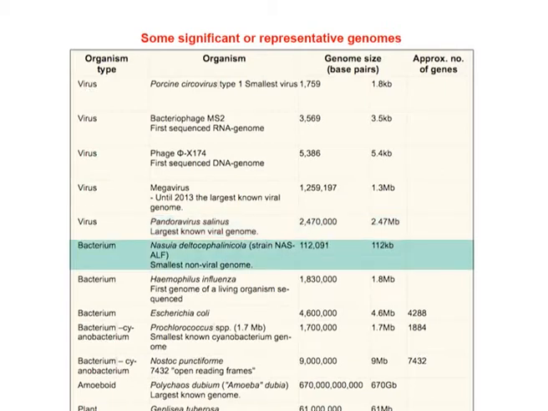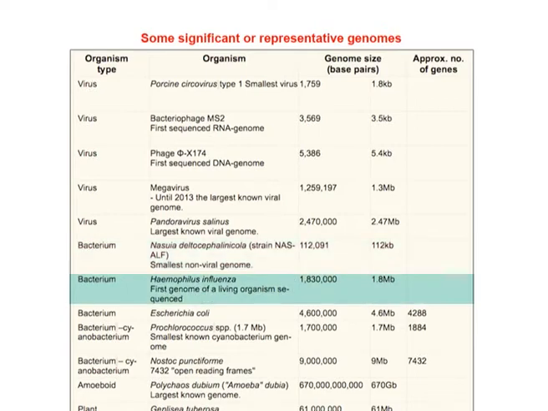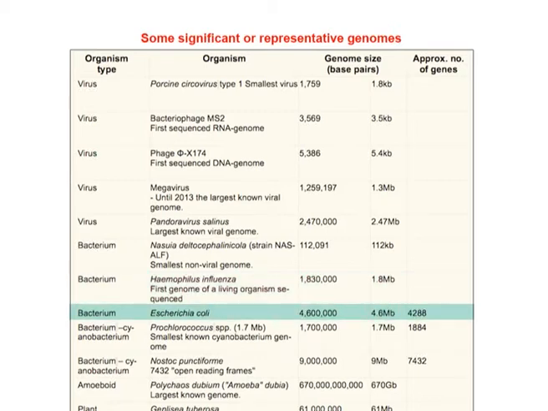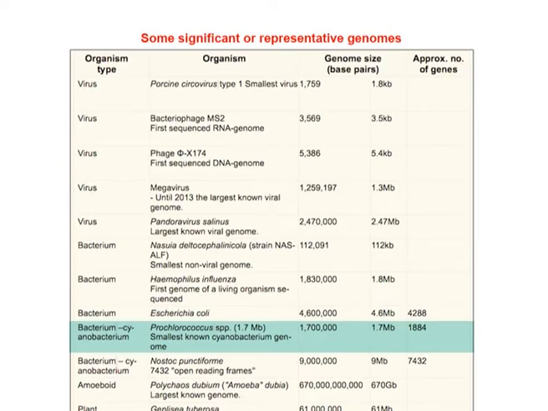Among the bacteria, Nasuia deltocephalinicola strain NAS-ALF, which is the smallest non-viral genome, has a genome size of 112 kb. Bacterium Haemophilus influenzae, which was the first genome of a living organism to be sequenced, has a genome size of 1.8 MB. Bacterium Escherichia coli has a genome size of 4.6 MB. Cyanobacterium Prochlorococcus species, which is the smallest known cyanobacterium genome, has a genome size of 1.7 MB.